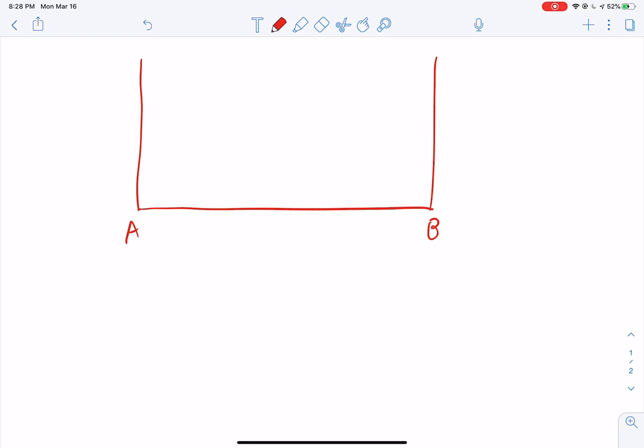Sorry, I had a cough there. Wink, wink. You can't see me winking right now, but I am winking because it sort of can't escape. We'll get to that later. So the electron has to be somewhere between A and B.